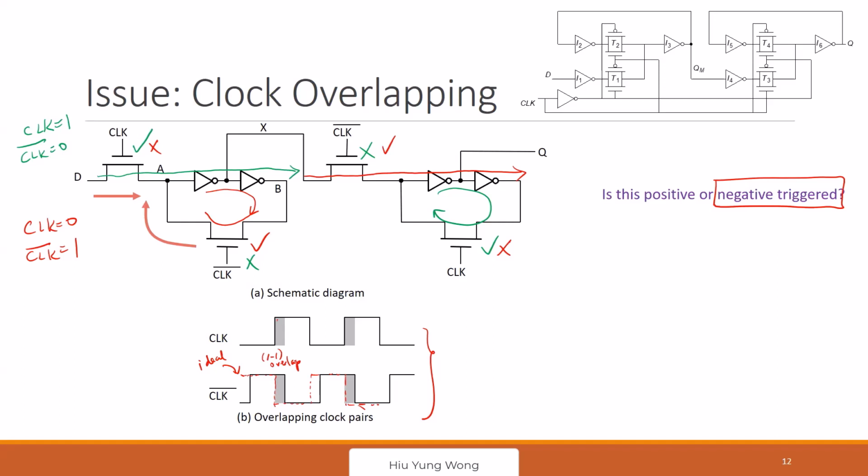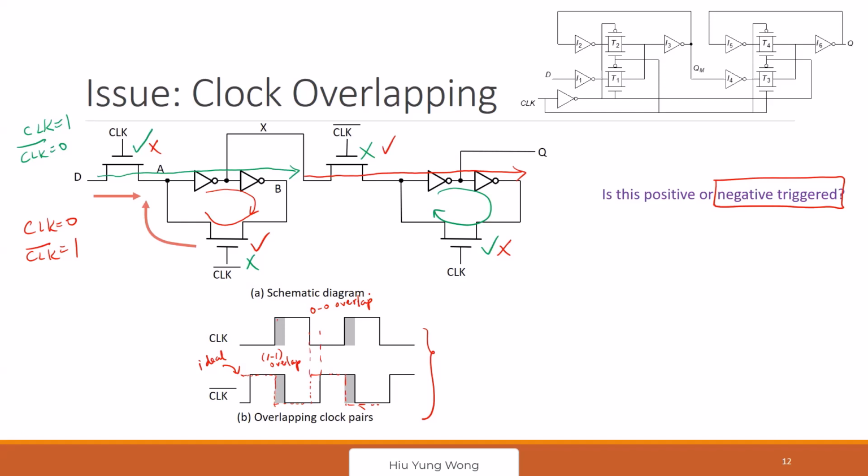We also have a region where both of them are low, which is this region, which is 0-0 overlap. And you can have problems in different clock phases, right? So what is the problem when you have a 1-1 overlap?